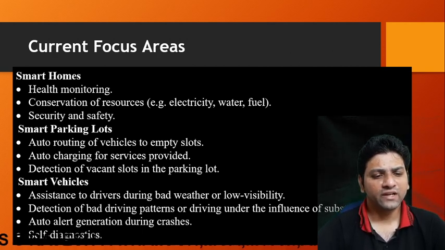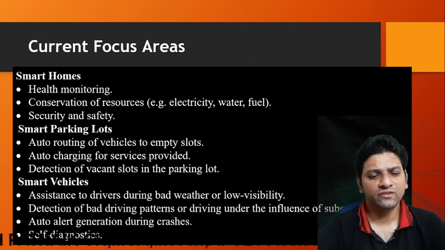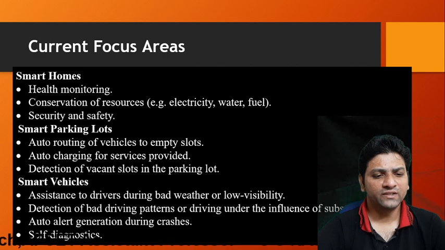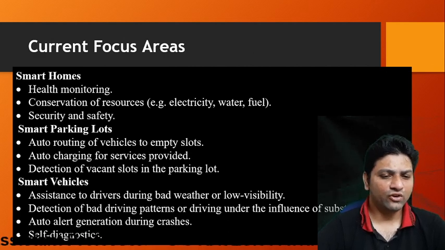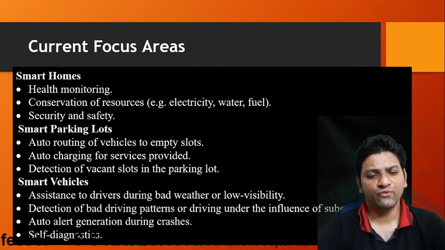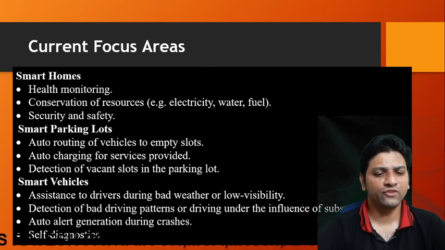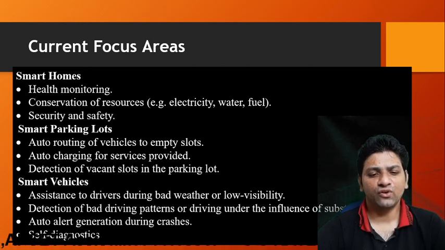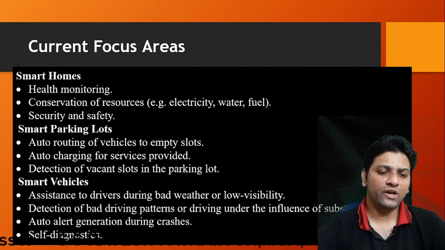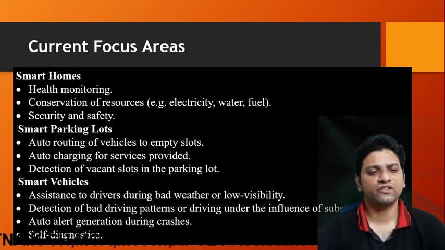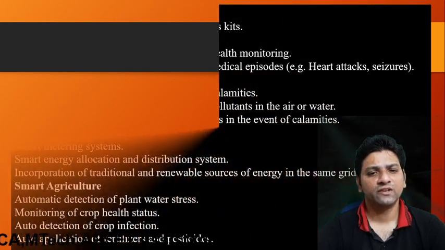Smart vehicles give assistance to drivers during bad weather or low visibility, like when fog is there. Detection of bad driver patterns or driving under the influence of substances, auto alert generation during crashes, and self diagnostics, all these are smart vehicles.